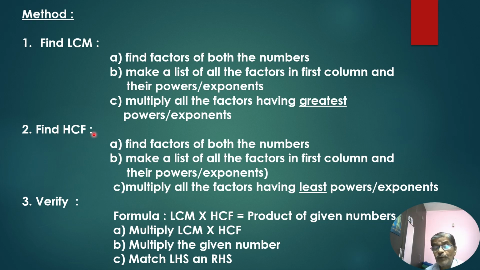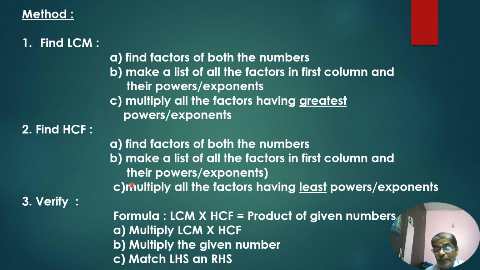And then how to find out HCF? The method adapted is once again 3 different steps. Find out the factors of both the numbers, which you have already done. And then make a list of all the factors in the first column and their powers or exponents. Then after that, multiply all the factors having least powers or exponents. See, this is the difference. For LCM, it is the greatest powers, and for HCF, it is the least powers.